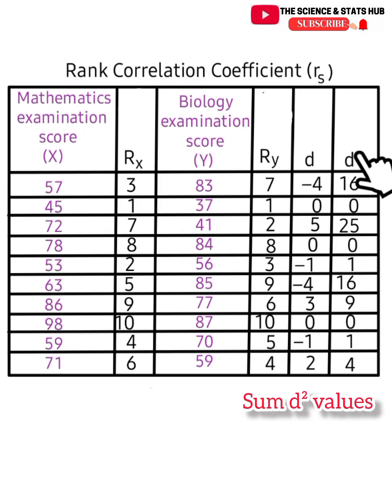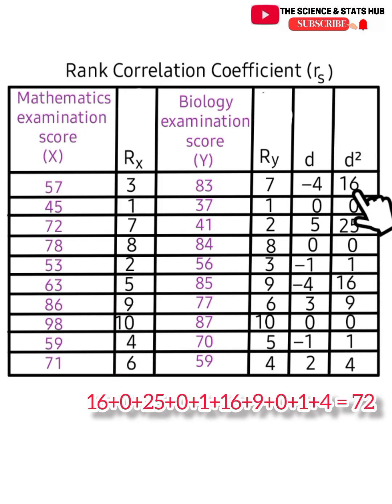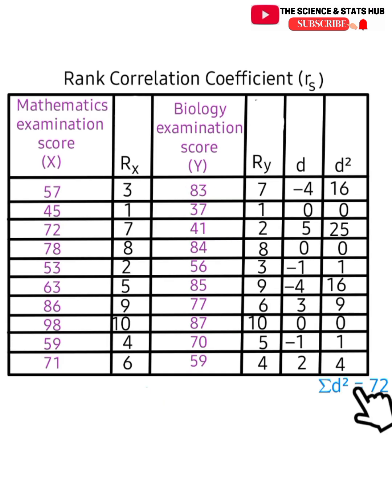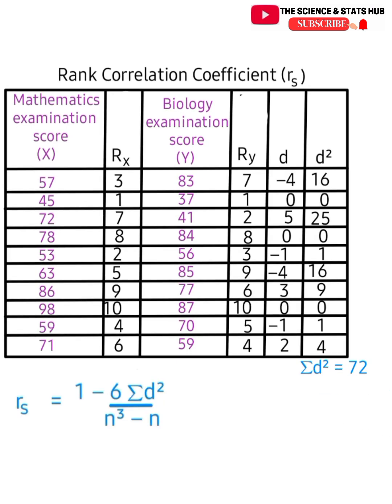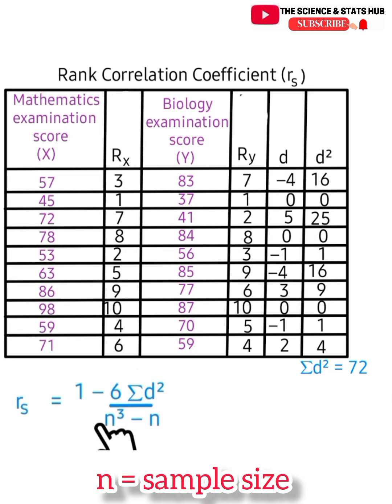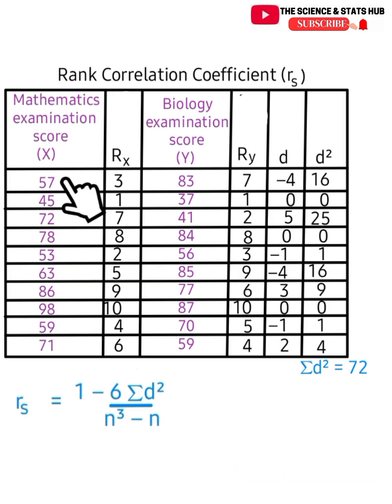Now let's sum up the d square values. 16 plus 0 plus 25 plus 0 plus 1 plus 16 plus 9 plus 0 plus 1 plus 4 gives 72. Going back to our formula, we could see n. n simply means the sample size. Remember the question said we have 10 students. That is 1, 2, 3, 4, 5, 6, 7, 8, 9, 10. Therefore, our n value is 10.